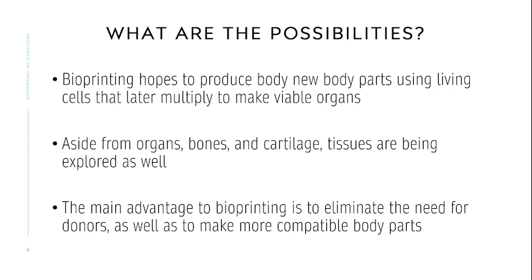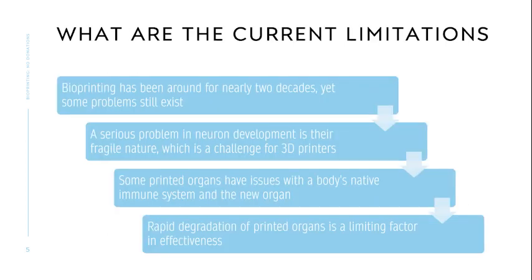Next is the limitations of bioprinting. Although bioprinting has been around for nearly 20 years, not everything has been ironed out. When it comes to creating complex structures like brain structures, the neurons in these structures are incredibly complex and challenging for the current technology that we have. In cases where cells are not native, the odds of a transplant being rejected go up tremendously. This is the case sometimes for bioprinting. And also, often the structures developed by bioprinting degrade and break down rapidly.